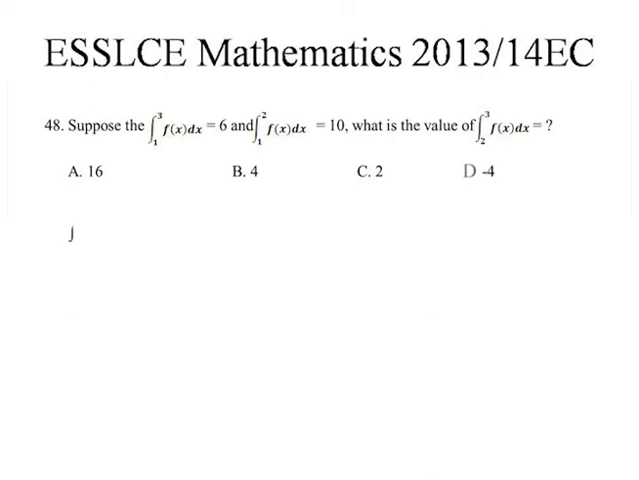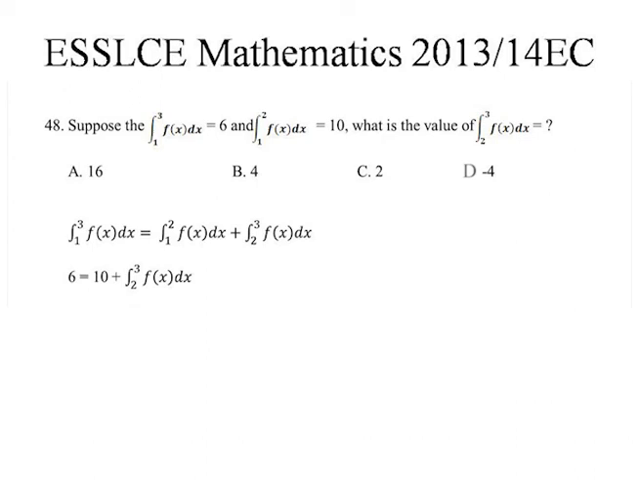We know that the integral of f of x dx, x ranging from 1 up to 3 is equal to the integral of f of x dx, x ranging from 1 up to 2 plus the integral of f of x dx, x ranging from 2 to 3. The integral of f of x dx, x ranging from 1 up to 3 is given as 6, which is equal to the integral of f of x dx, x ranging from 1 up to 2, given as 10, plus the integral of f of x dx, x ranging from 2 to 3.